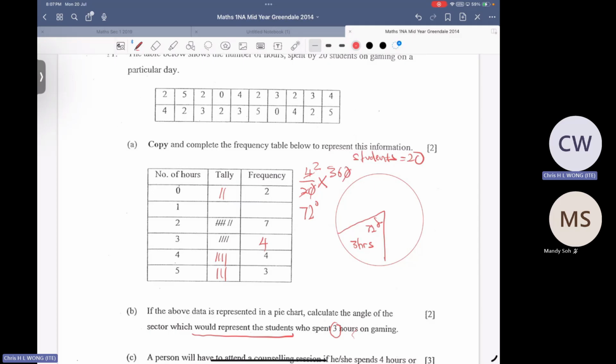Make sure you calculate the right one because they want the angle for the student. So you must represent students now. How many students? 20. How many students for 3 hours? 4. So 4 over 20. Make it into a degree. They want the angle, right? 360.